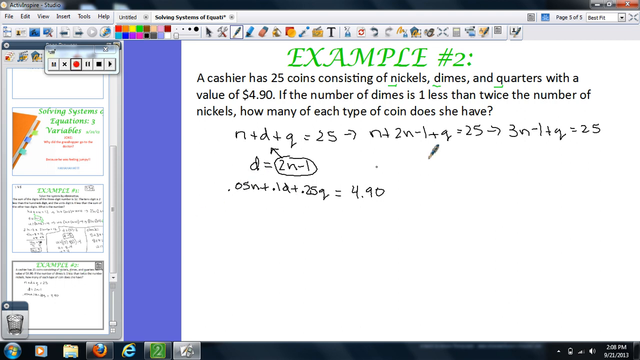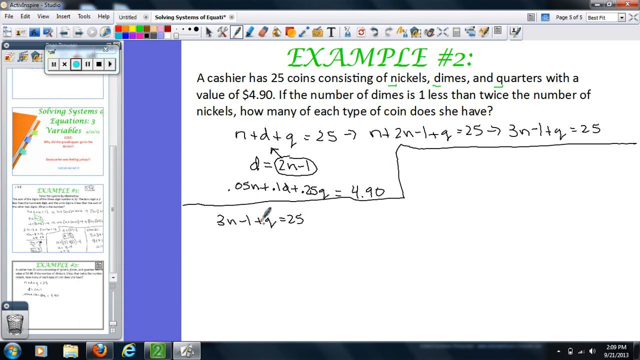Okay, so let's go ahead and from here I'm going to take 3n minus 1 plus q equals 25, and I'm going to solve for q. So I'm going to add 1 to both sides, and I'm going to subtract 3n from both sides. So I'm going to get q equals 25 plus 1 is 26, so this would be, actually let me erase that, should be a 3, n plus 26. So now I have an equation to which I can plug in where I'm going to get all n's.